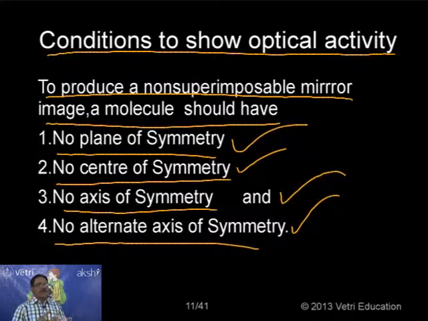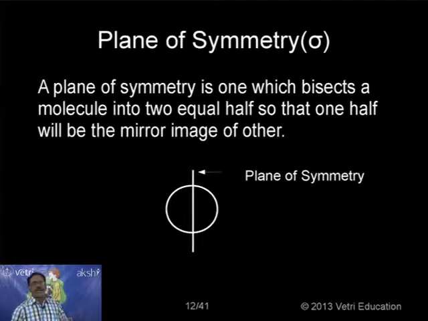Even though I have given 4 points here, at your higher secondary level the first one is sufficient. Plane of symmetry will be sufficient, but the remaining are of a higher level. Anyhow, I will indicate them for information, but I will concentrate only on plane of symmetry. What is the plane of symmetry? What are the types of plane of symmetry? What is center of symmetry? What is axis of symmetry? What is alternate axis of symmetry? Let me explain now, because only if you understand can you easily answer any competitive questions regarding optical activity.